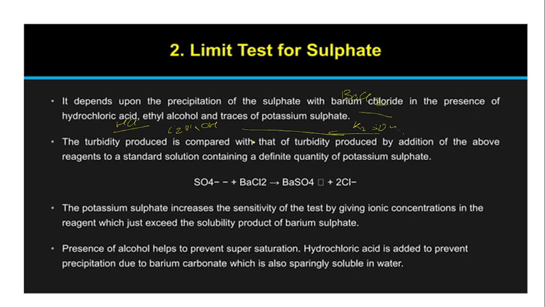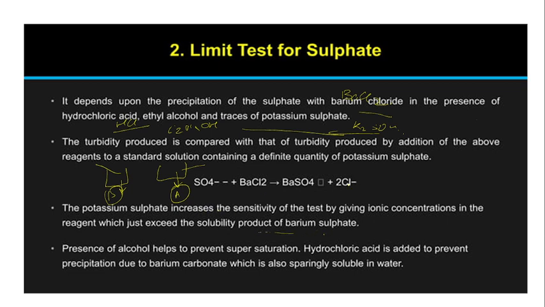The turbidity produced is compared with the turbidity produced by addition of the above reagents. First of all, we perform this on two samples: one before adding the above reagents, and a second test after adding all these reagents. Then we compare the standard turbidity and color before and after. The potassium sulfate increases the sensitivity of the test by giving an ionic concentration to the reagent which just exceeds the solubility product of barium sulfate.